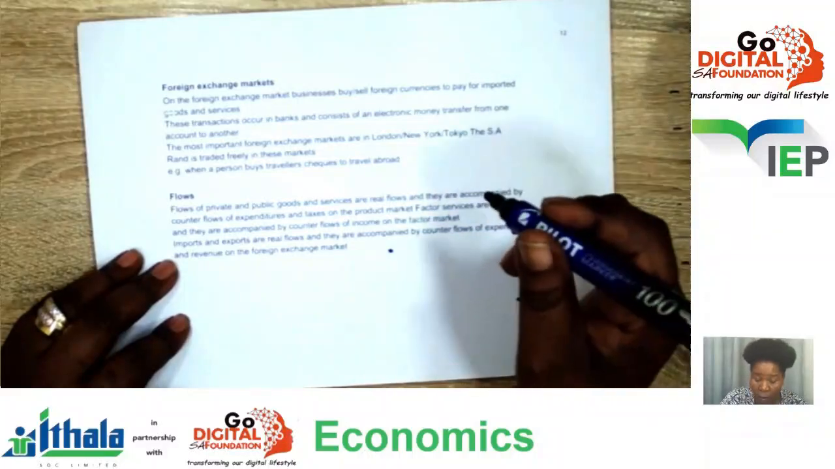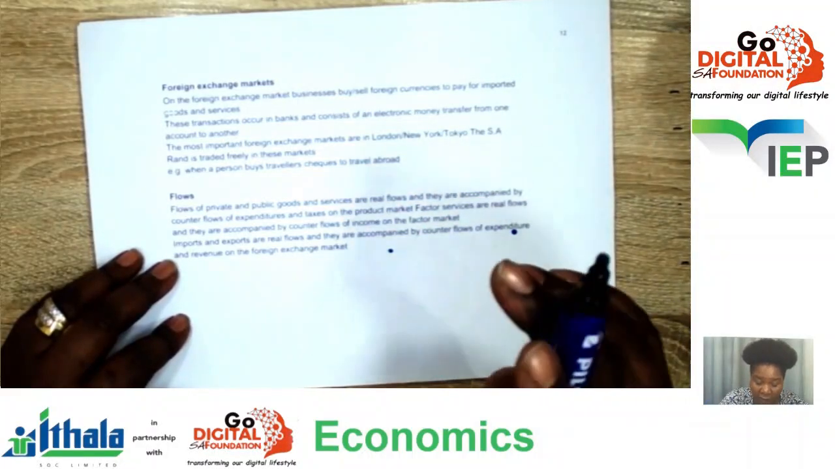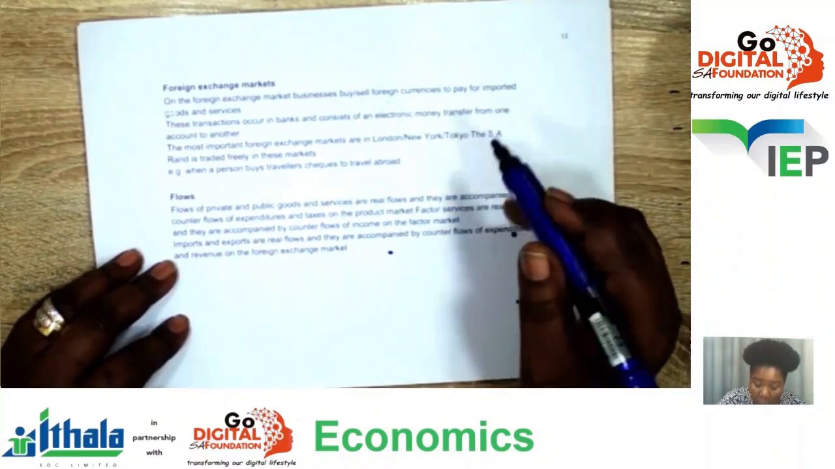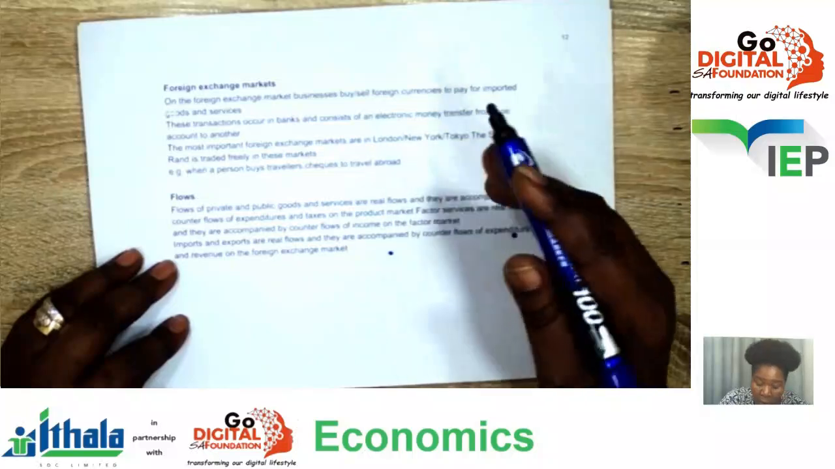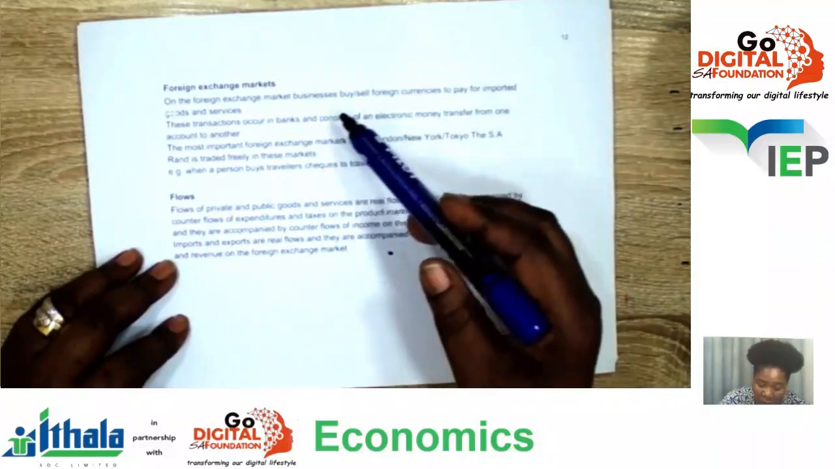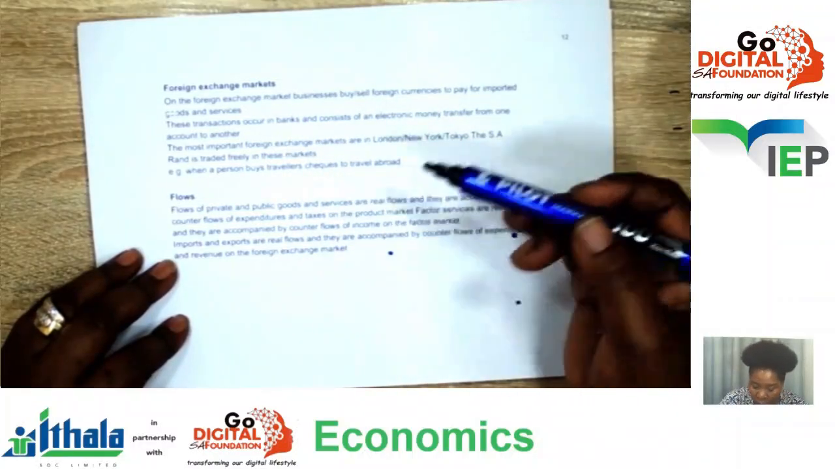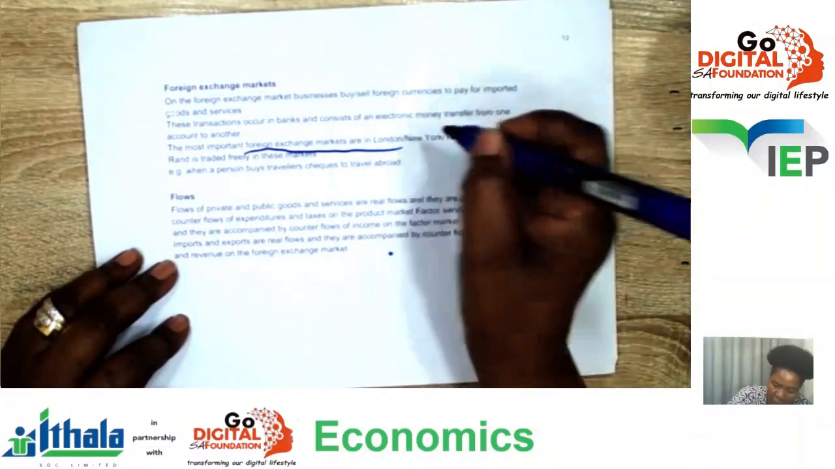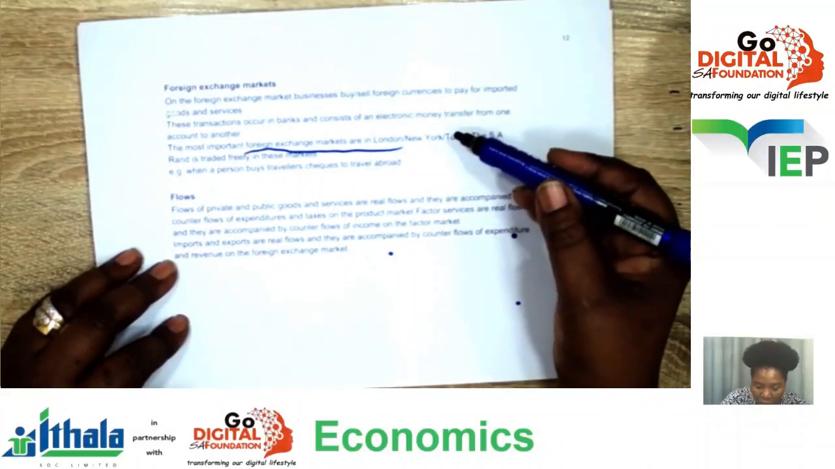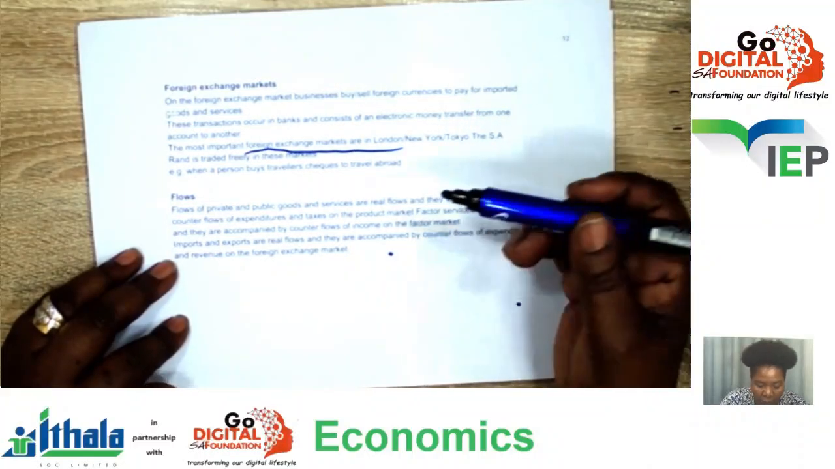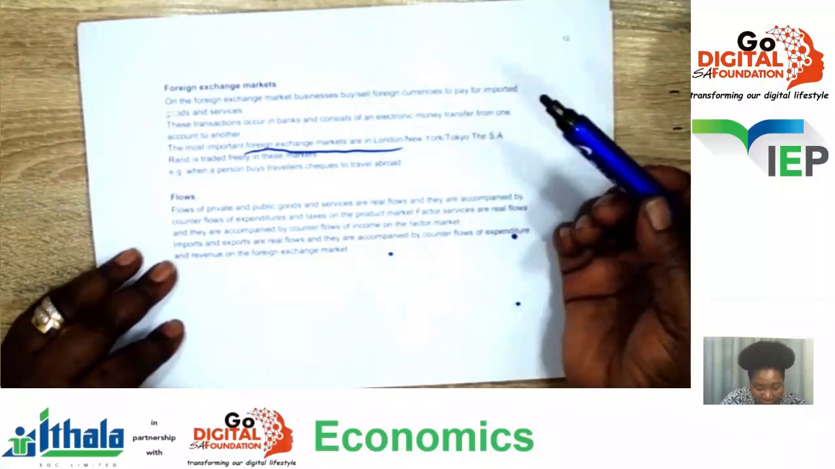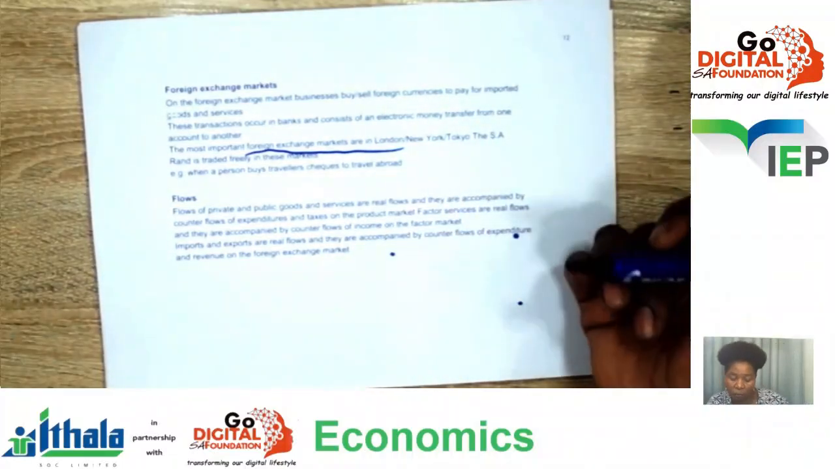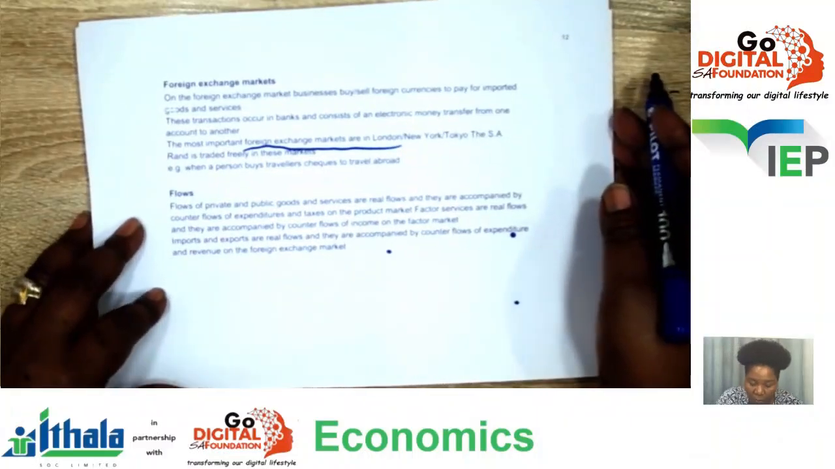In fact, if you go to Pavilion, you can see there is a foreign exchange bank there, where even when you're going away, you can go and exchange your money. These transactions occur in banks electronically. The most important ones that we know are the London Foreign Exchange, New York, and Tokyo. And the South African rand is traded freely in these markets. When a person buys traveler's checks, you also have to go to these banks.